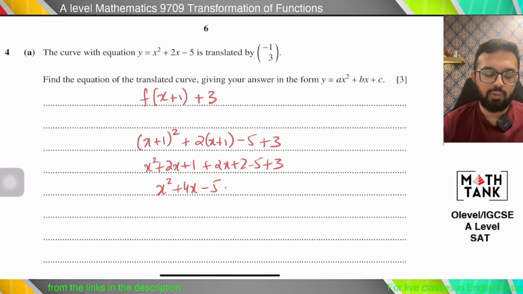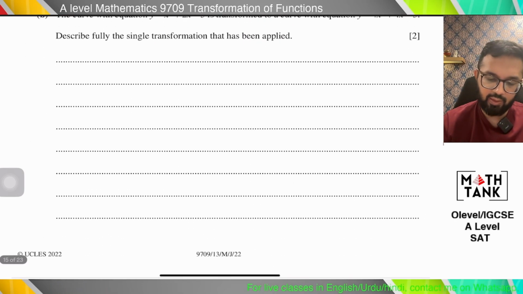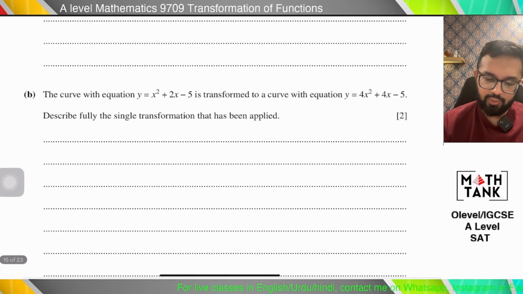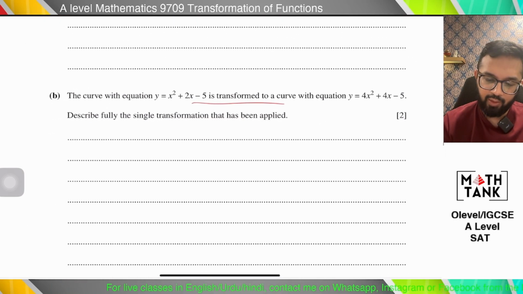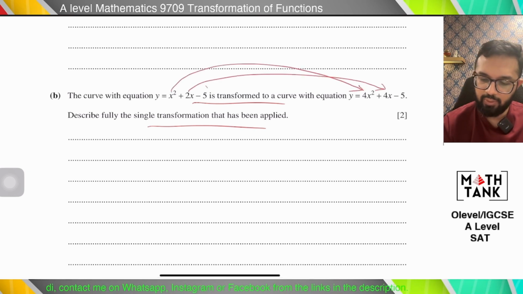Okay, so the y-intercept has remained the same for some reason. Let me check if that is the correct answer. There's another part to this as well. Let's first do that. What I notice is that the x squared became 4x. This becomes this. This doesn't change.